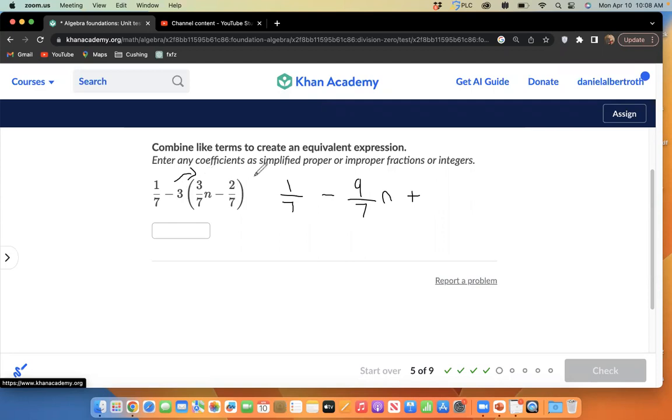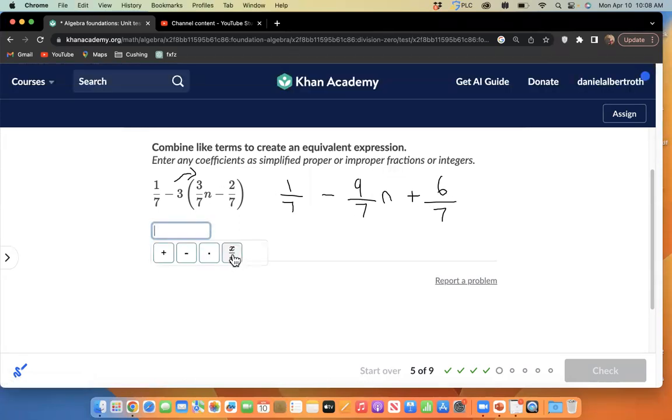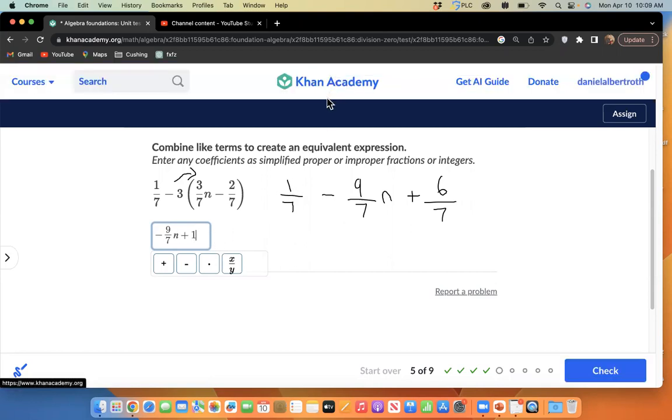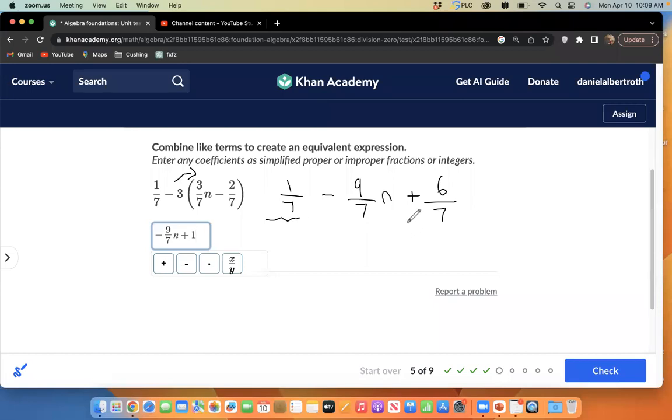It's gonna be 3 times 2 is 6/7. So it looks like what we have here is 1/7 minus 9/7n plus 6/7. So in my answer here, I'm gonna keep the negative 9/7n, and then 1/7 plus 6/7 is 7/7. 7/7 is the same as 1. So I have 1/7 plus 6/7 equals 7/7.